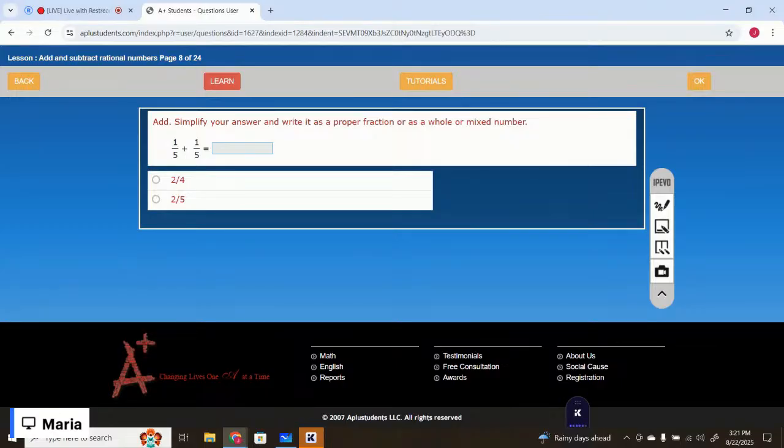1 by 5 plus 1 by 5. That equals 2 by 5. Option number 2 is the correct option.